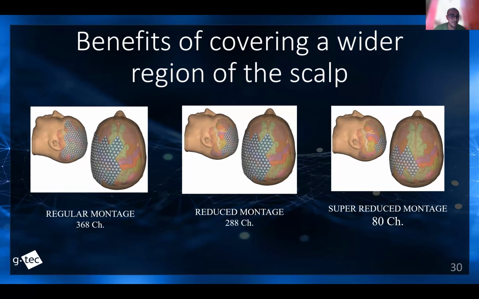The idea was to have different coverages. I started from the regular one for one subject, for example, and we can see that the difference between all the coverages is the spread of the montage. For the first one, the regular one, I also covered the temporal region. Then on the reduced montage and the super reduced one, I just focused on the sensorimotor region. The focus of the thesis was to check if there was any other activation in the temporal region, for example.